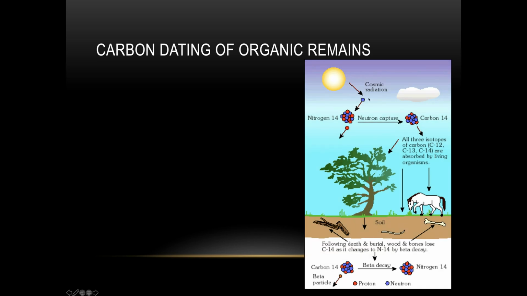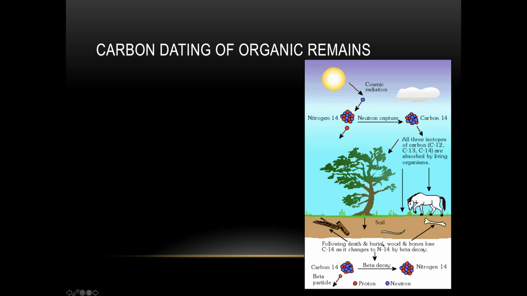How do we make carbon-14? Well, it comes from the sun and from cosmic radiation. Cosmic radiation will actually cause nitrogen-14 to capture neutrons and turn into carbon-14. And carbon-14 is just one of 3 naturally occurring isotopes of carbon that are eaten by living organisms. So carbon-14 is found in all living organisms in a very specific amount.